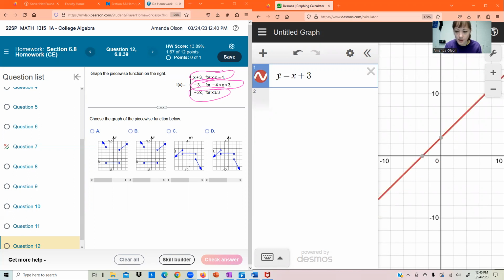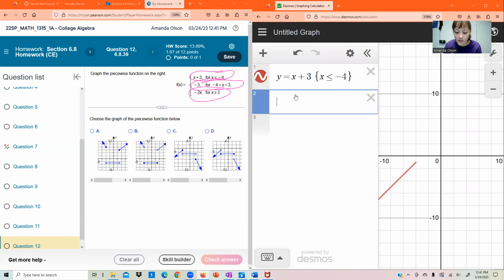And then I'm going to say that's for x, and I use the squiggly brackets. And you can then say, okay, x such that, or you can even just say x less than or equal to -4. WebAssign picks up on that pretty well.